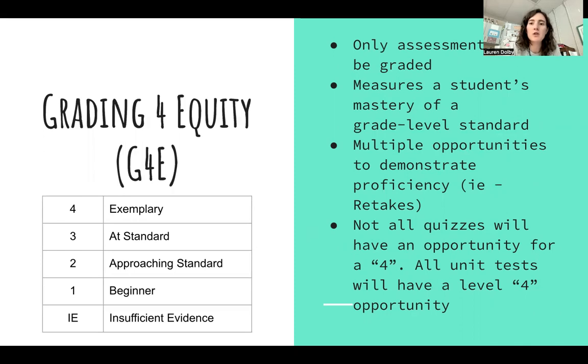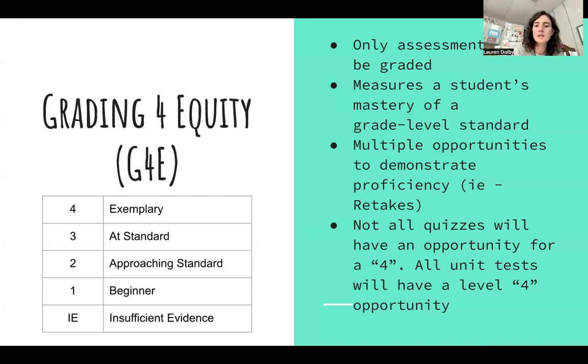Grading for equity measures a student's mastery of a grade level standard. They also have multiple opportunities to demonstrate proficiency by taking retakes. It's not just a free-for-all retake. They have to make corrections to their tests so that they can learn what they didn't learn, and to show that they've put in that effort, and then they can take a retake.